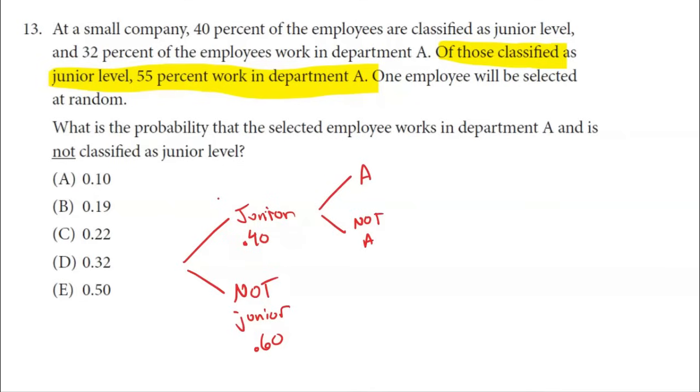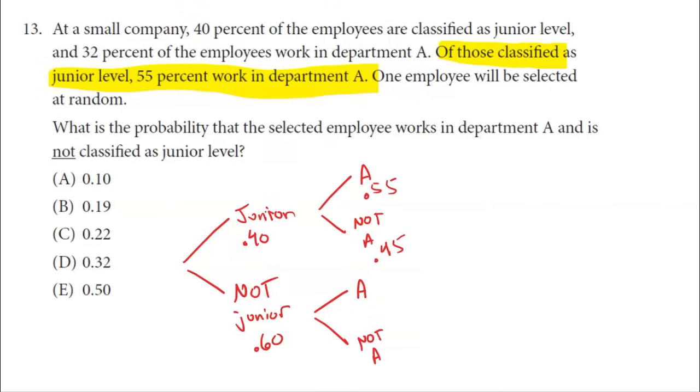Now, this is where that conditional probability comes in. We were told of the junior level people, 55% were in Department A, so following the branch, if you are a junior level, the probability you are then in Department A is 55%, which means the probability that you're not in Department A is 45%. Now, we also have those same branches for the not juniors. Of the not juniors, some are in Department A and some are not. But we don't know any of those probabilities. We were not given any of them.